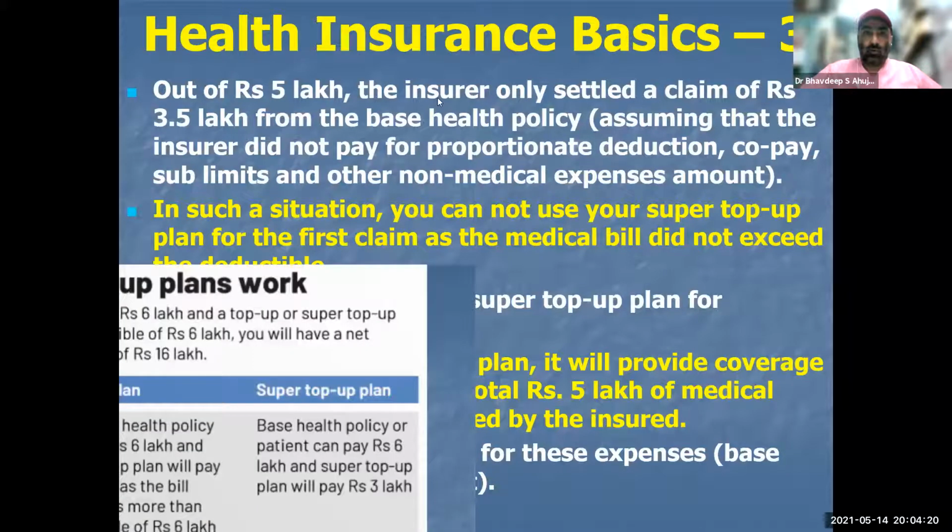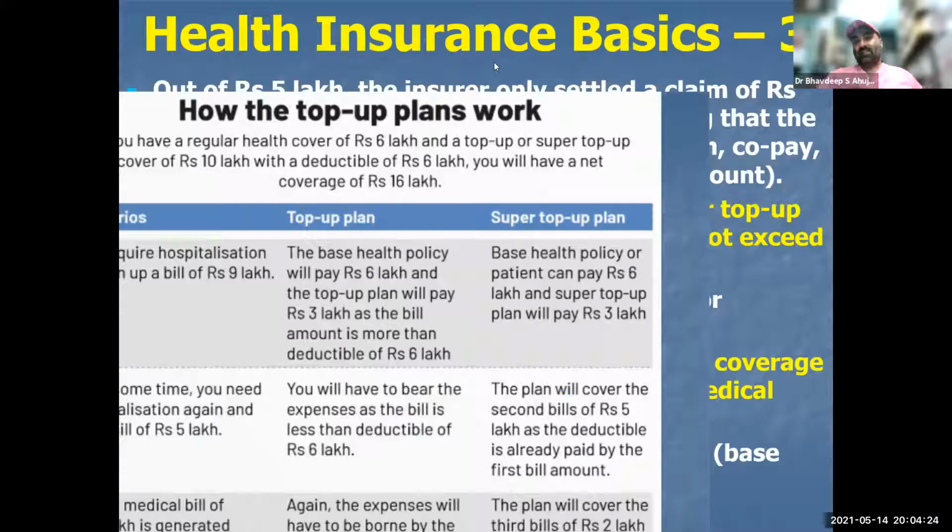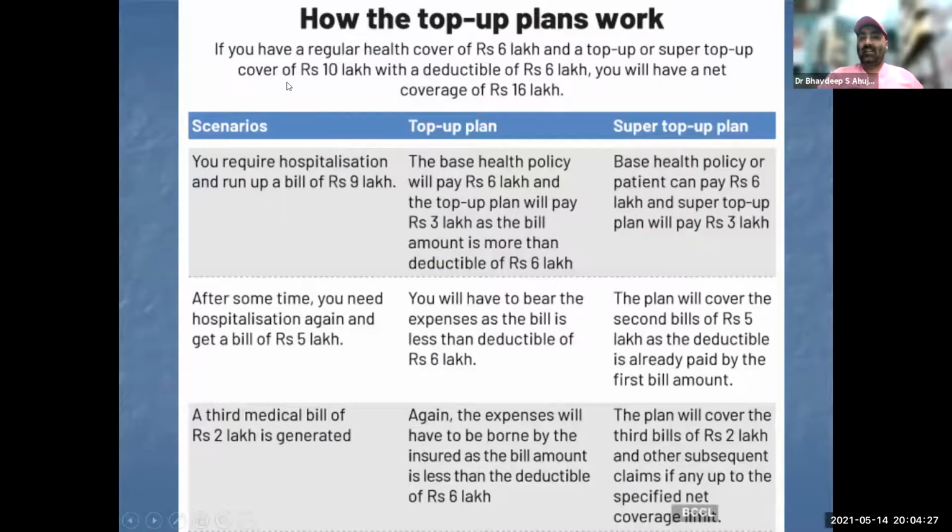So lastly, just try to understand this once again with an example. If you have a regular plan of 6 lakhs and a top-up or a super top-up of 10 lakhs and a deductible of 6, that means your net coverage is 10 plus 6, 16. But the minimum bill or threshold is 6 lakhs. So scenario 1, you require hospitalization and the bill is 9 lakh rupees. The base policy will cover 6 lakhs and the top-up will pay 3 lakhs, as the amount is more than the deductible of 6.